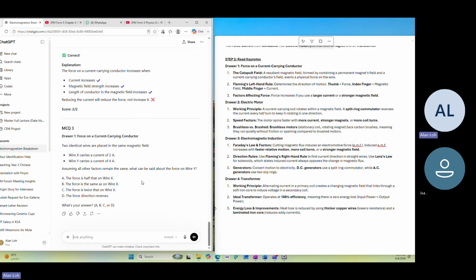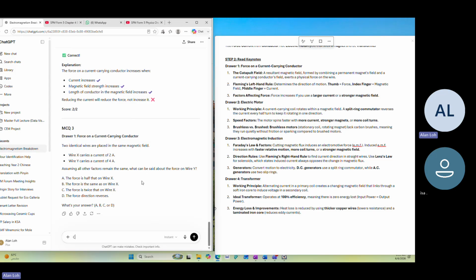Two identical wires are placed in the same magnetic field. Wire X carries a current of 2 amperes, wire Y carries a current of 4 amperes. Assuming all the factors remain the same, what can be said about the force on wire Y? The force is half of wire X. The force is the same as wire X. The force is twice, or the force direction is reversed.